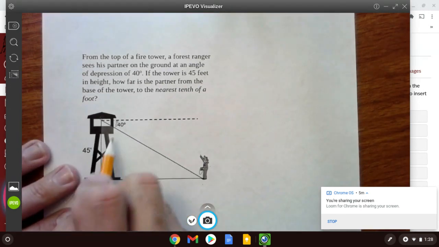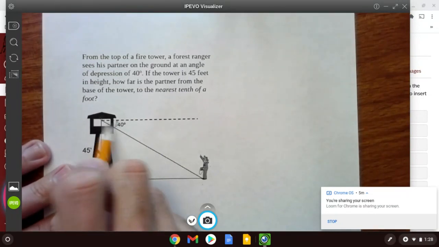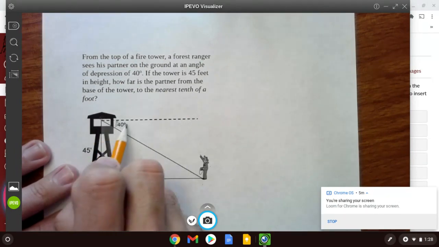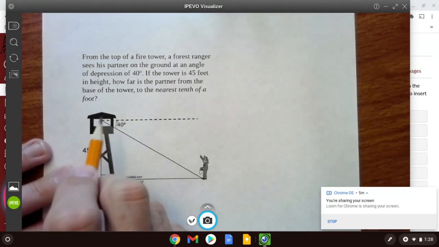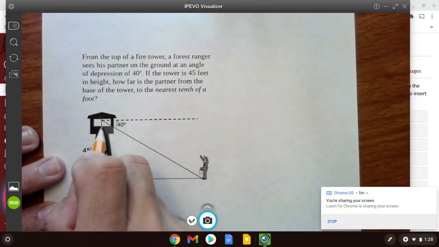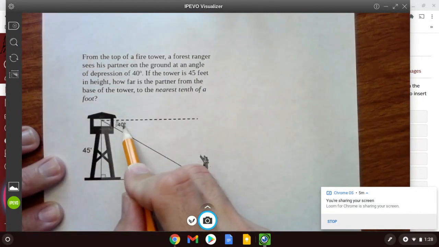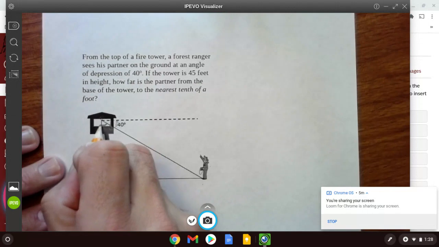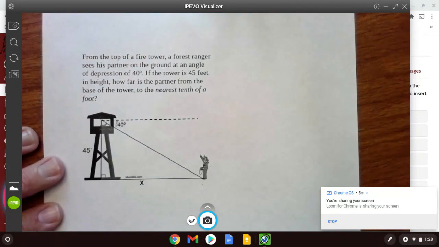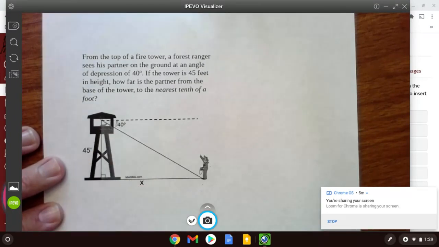One thing you want to keep in your tool belt is that if you have an angle of depression or an angle of elevation, you want to think about complementary angles. We can see here that this makes up a 90-degree angle. If we know that this is 40, then this missing angle down here has got to be 50 because they add up to 90 degrees. So you could work with that angle if you wanted to. You could call this a 50-degree angle and work off of that.